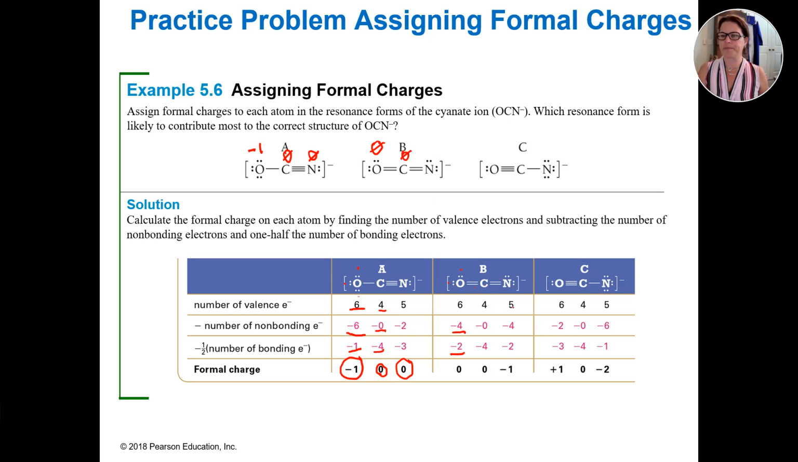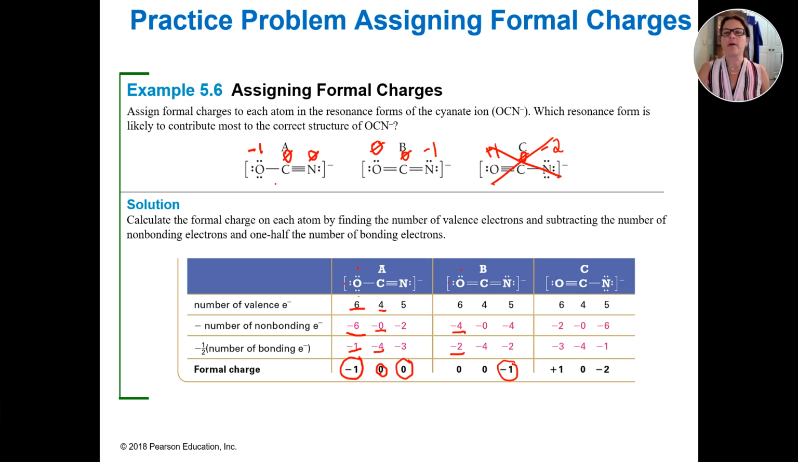And nitrogen, 4, 2, net is minus 1. Now if I look here, oxygen is going to be plus 1, carbon is still going to be 0, and nitrogen is going to be minus 2. We can automatically eliminate that one. And the reason we can automatically eliminate it is because the most electronegative thing in that compound is oxygen, and it's carrying a positive formal charge. Oxygen does not want that. It can't handle it. It doesn't like it. It's not going to happen.